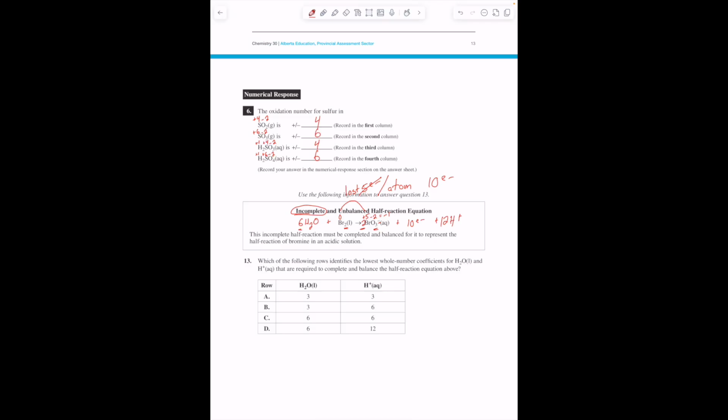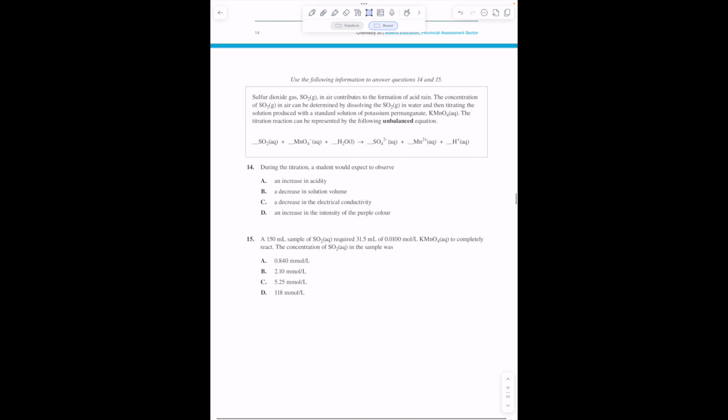Okay, so what's the answer to this question now? What are they asking? Whole number coefficients for water. So that would have to be 6, so 3 is out. And hydrogen is 12, so it has to be D. Answer's D. Okay, number 14.